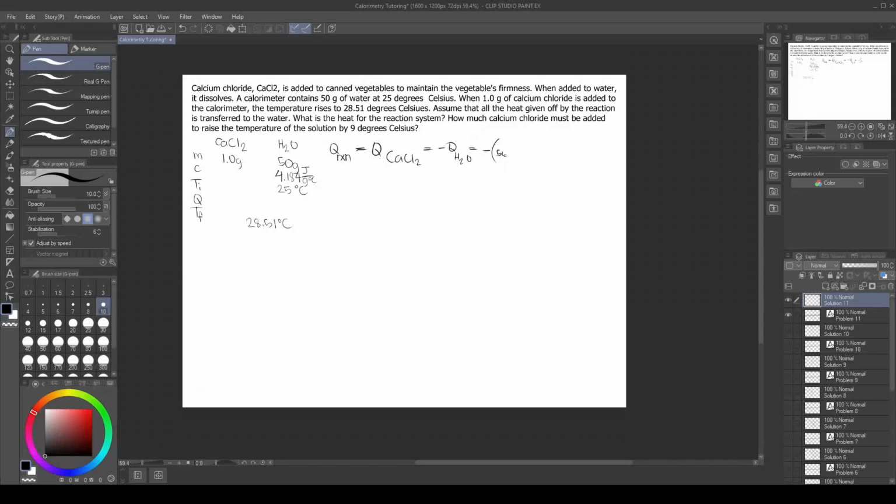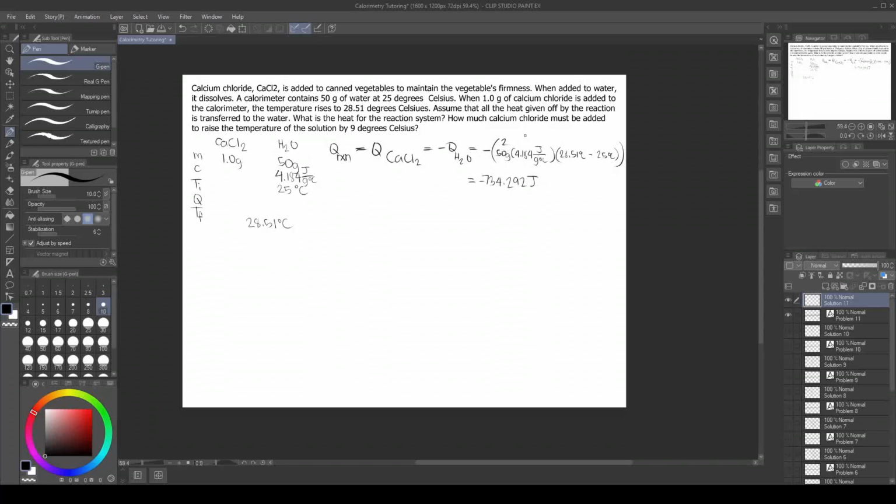So we have 50 grams multiplied by 4.184 joules per gram degrees Celsius, multiplied by the final temperature, which is 28.51 degrees Celsius, minus 25 degrees Celsius. Put that down in your calculator, and the number you should get, not temperature, the heat you should get is negative 734.292 joules. But again, significant figures.